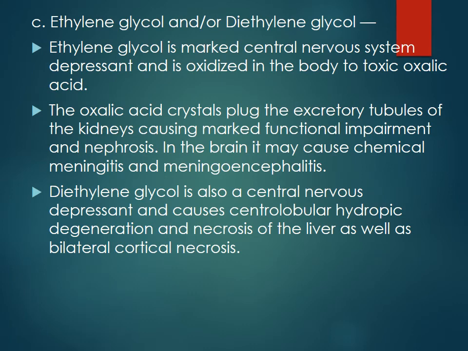Next is ethylene glycol or diethylene glycol. Ethylene glycol is a marked central nervous system depressant and is oxidized in the body to toxic oxalic acid. The oxalic acid crystals plug the excretory tubules of the kidneys, causing marked functional impairment and nephrosis. In the brain, it may cause chemical meningitis and meningoencephalitis. Diethylene glycol is also a central nervous system depressant and causes centrilobular hydropic degeneration and necrosis of the liver, as well as bilateral cortical necrosis. Okay? Please refer to your book for further discussion.